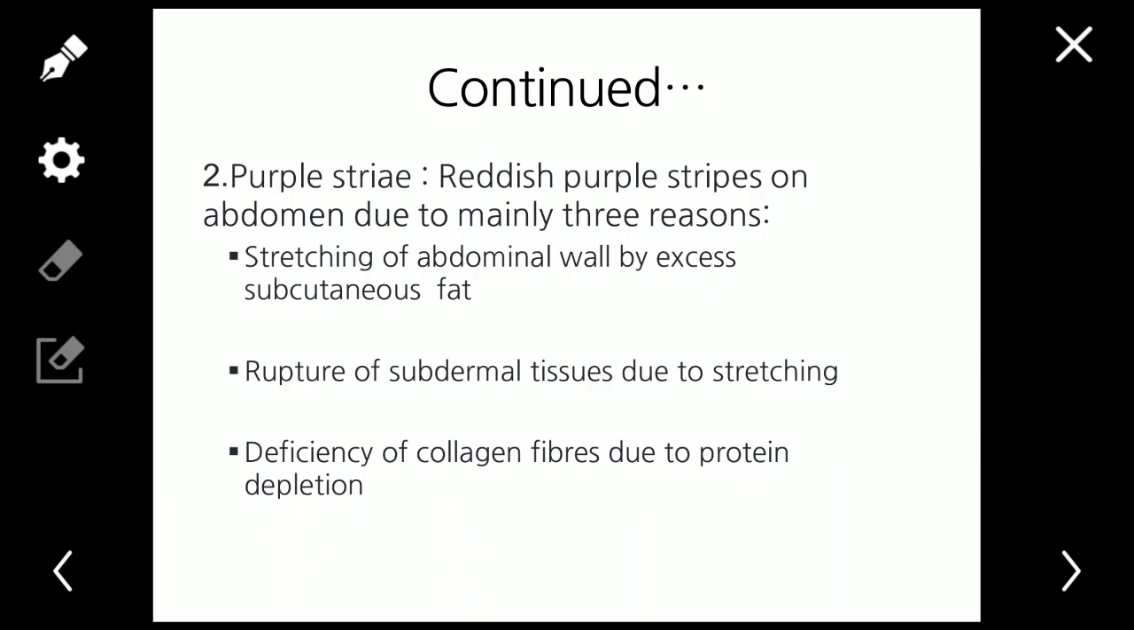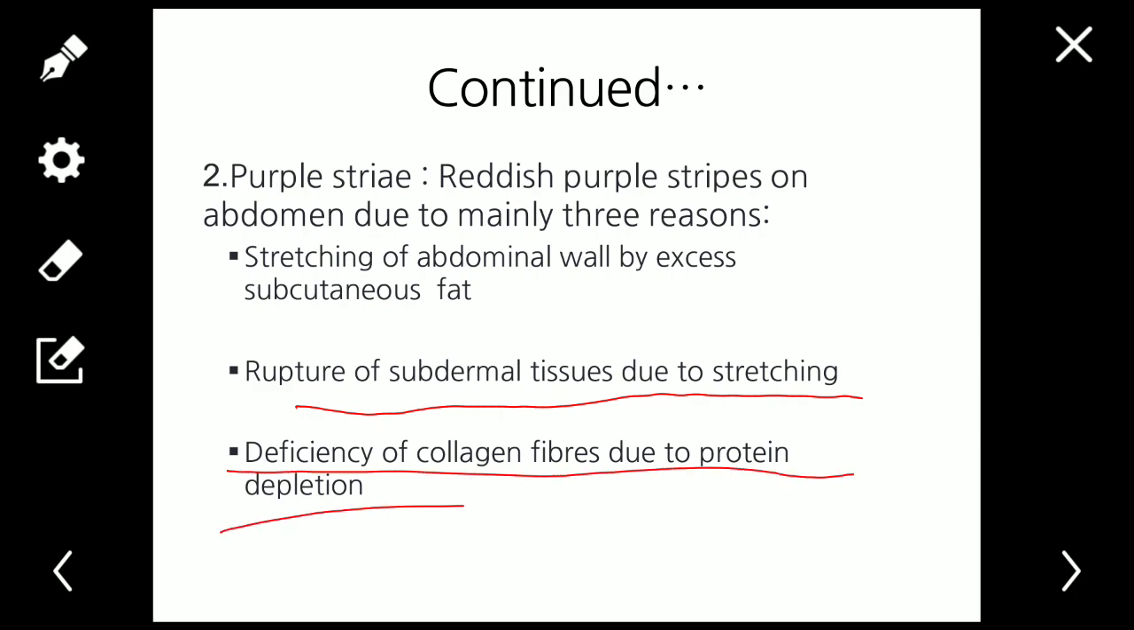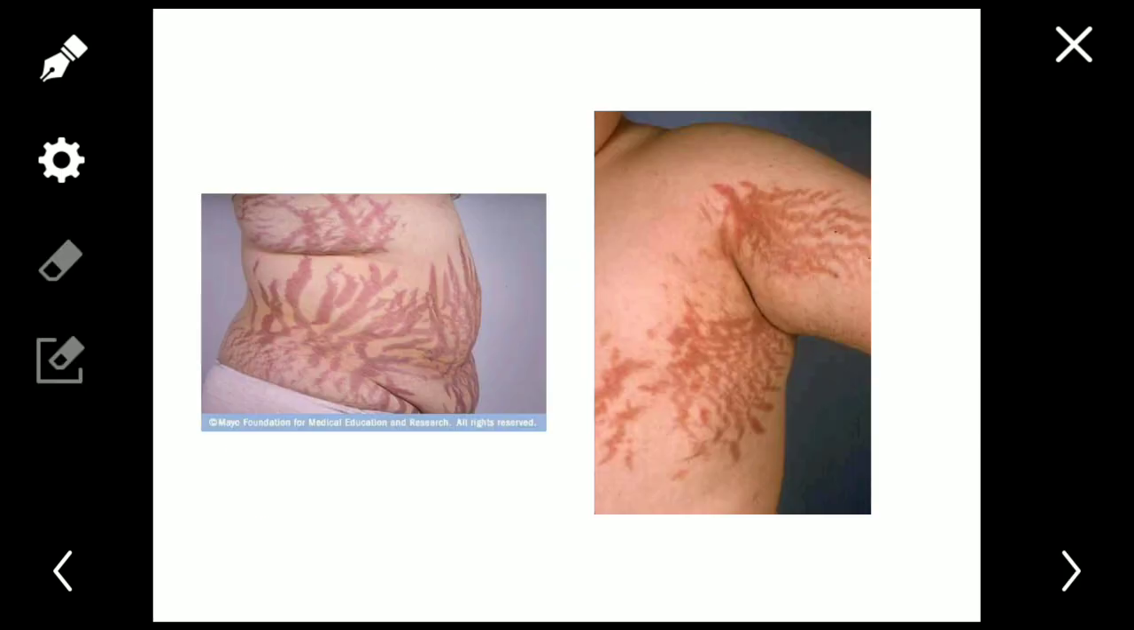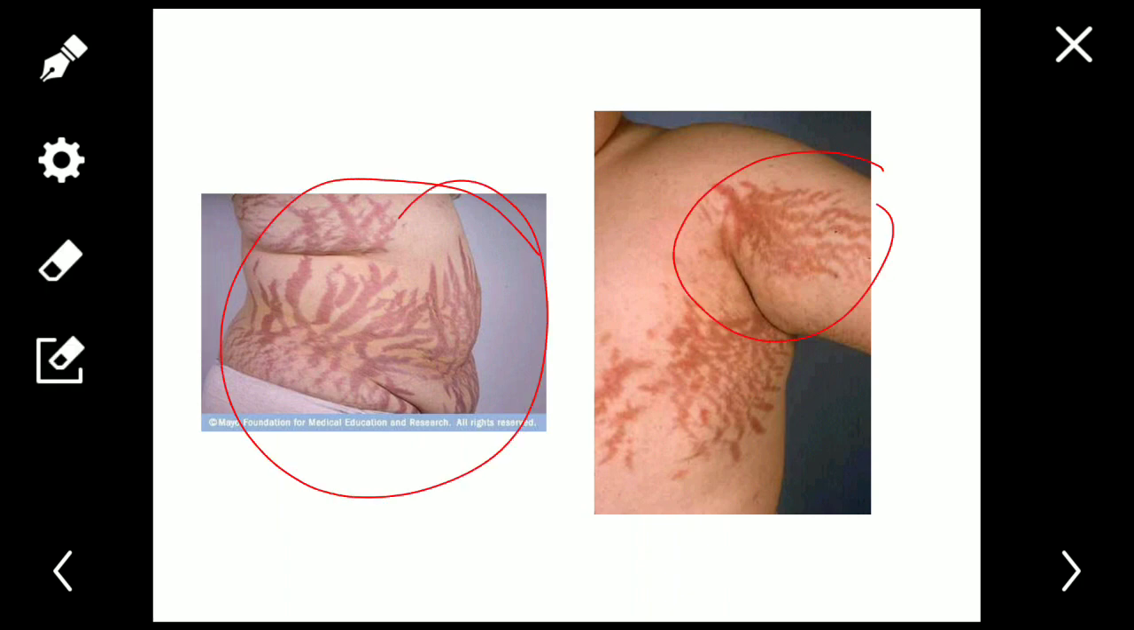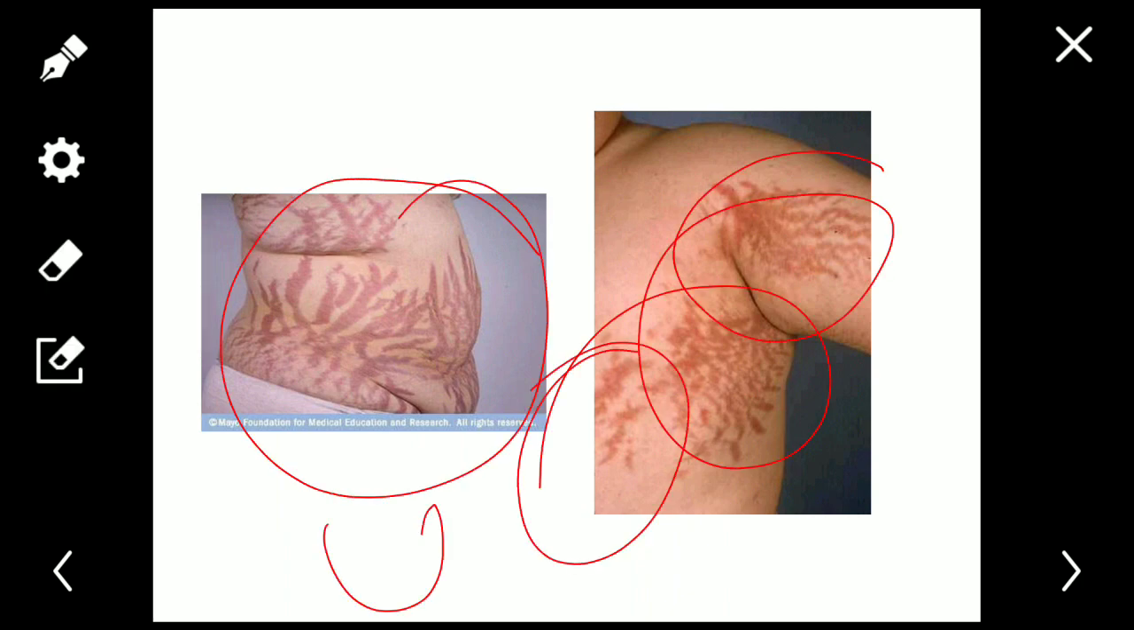And next is purple striae, reddish purple stripes on the abdomen mainly due to 3 reasons. Stretching of abdominal wall by excess subcutaneous fat, rupture of subdermal tissue due to stretching, deficiency of collagen fiber due to protein depletion. All these lead to striae called purple striae. So these are the signs of Cushing's disease. It means there is an increase in glucocorticoid or adrenocorticotrophic hormone.